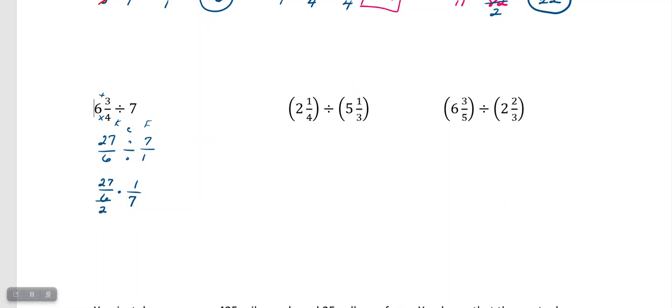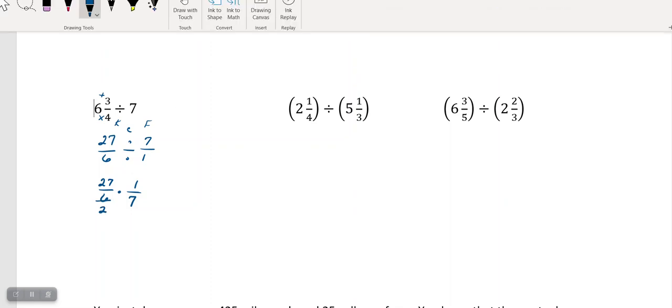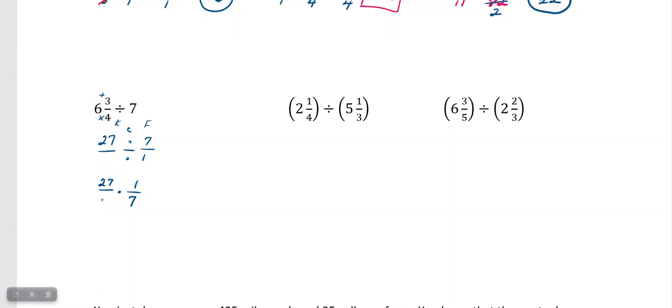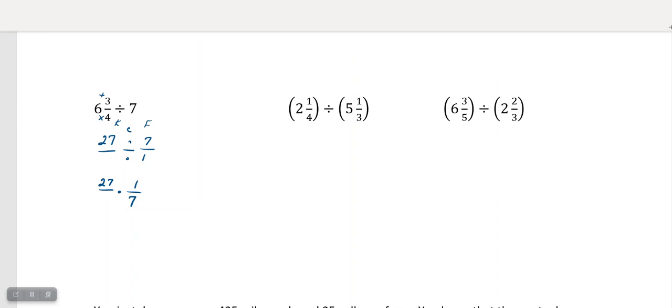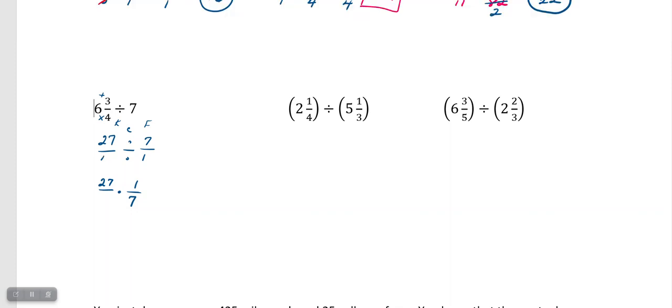Oh, I know what I did wrong there. Forgive me, please. I didn't write the right denominator down. I knew that looked weird. Couldn't figure out why. So 6 times 4 is 24, plus 3 is 27, but my denominator should be 4. So I should have 27 over 4 times 1/7. Nothing's going to cancel, so I'm going to multiply straight across.